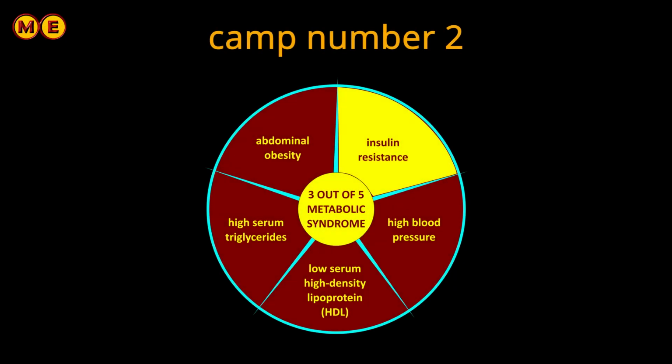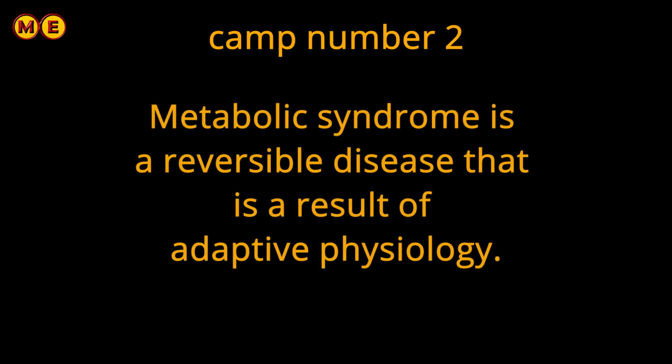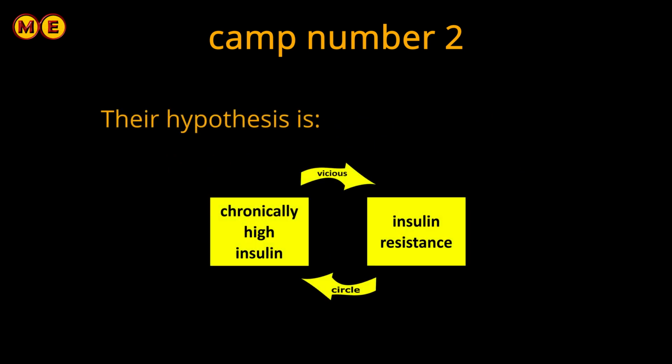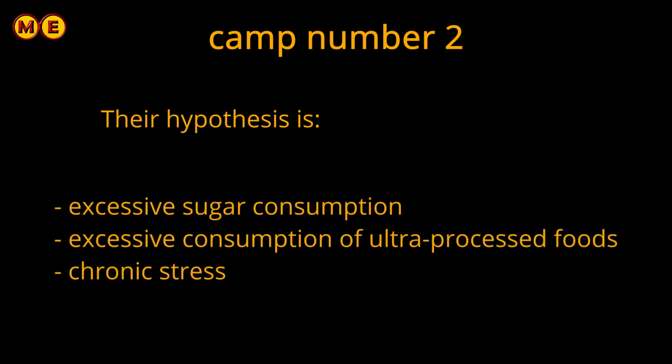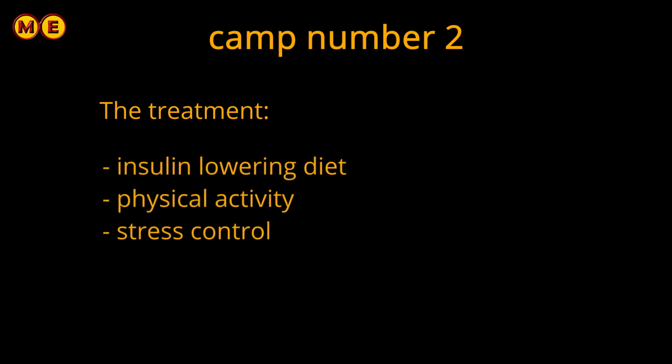Unlike Camp 1, people in Camp 2 believe that metabolic syndrome has a different cause. They perceive the syndrome as a reversible disease that is a result of adaptive physiology, where the body adapts to something. They think that this adaptation is driven by chronically high insulin combined with insulin resistance, the inability of the body to respond properly to normal amount of insulin. They think that chronically high insulin and insulin resistance are caused by excessive sugar consumption, excessive consumption of ultra-processed foods, and chronic stress. That's why they believe that metabolic syndrome can be reversed by insulin-lowering diet, physical activity, and stress control.